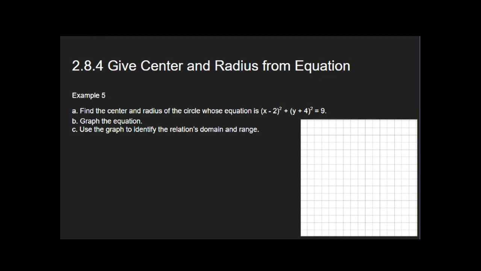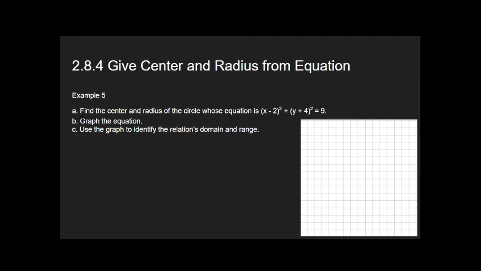You need to, given the equation, find the center and the radius. Okay, so it's opposite of what we just did in 2.8.3. So example 5 says find the center and radius of a circle whose equation is (x - 2)² + (y + 4)² = 9. Then we're going to graph it and then use the graph to identify the domain and range. So first we're going to find the center and the radius.